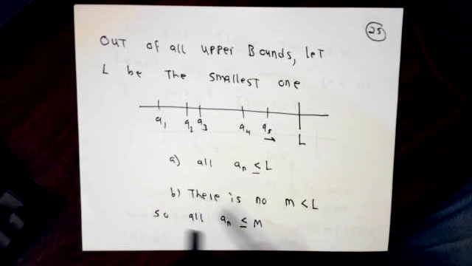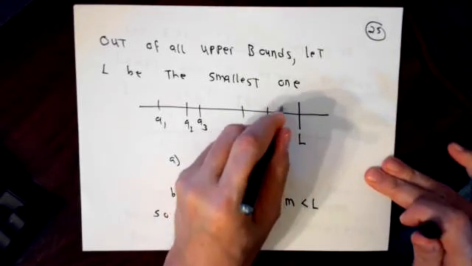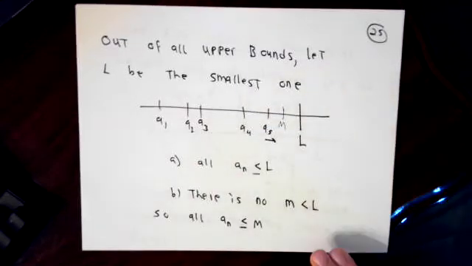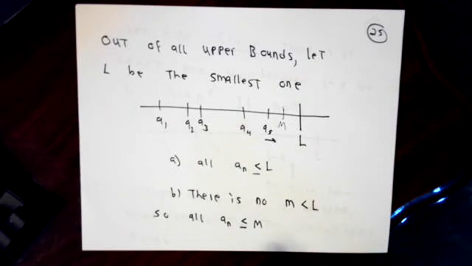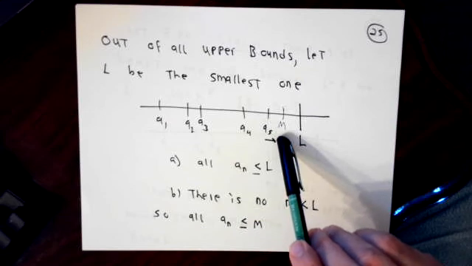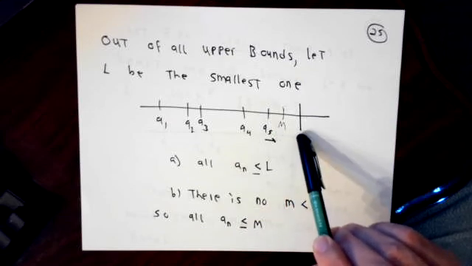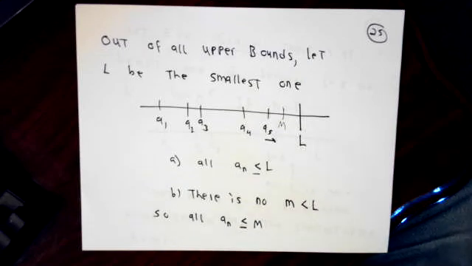Also, there can't be any number m which is less than L, so that all a sub n's are less than or equal to m. That can't happen. The reason for that is, if it did, then m would be an upper bound of the sequence, which is smaller than the smallest upper bound of the sequence, and that contradicts itself.